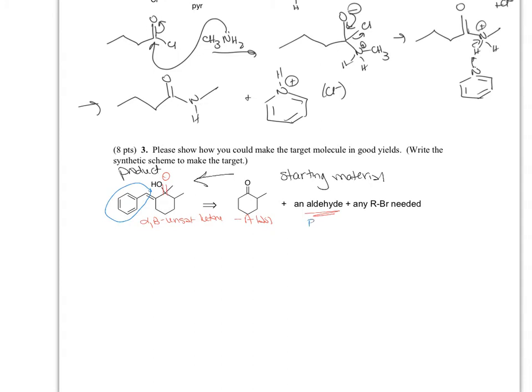Okay, and then we'll worry about that later. Oh, we probably need a Grignard reagent from that. So the Grignard reagent, since we added a methyl group, I'm going to need the Grignard reagent. So thinking backwards, I need methyl bromide. Okay. All right, so let's go. I'm going to start with make my Grignard reagent.